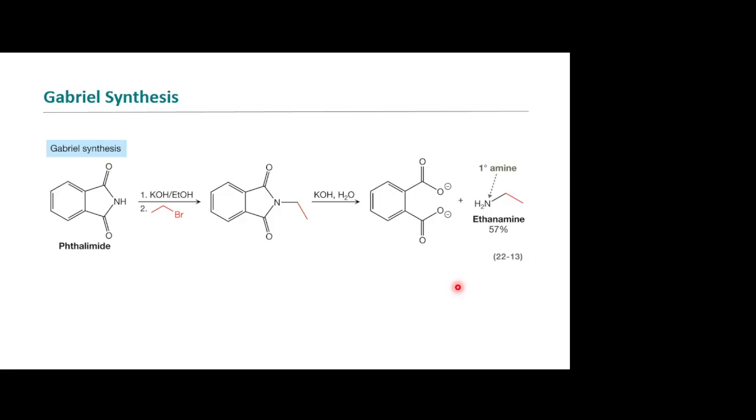This is the Gabriel synthesis. And so this is phthalimide, excuse me. And that's where you have the oxygen over here, the carbonyl, nitrogen, and on the other side you have another amide. Okay, and so we're going to put base in with this. This is going to be an alcohol, ethanol. And then the second reaction condition is going to be adding this bromoethane.